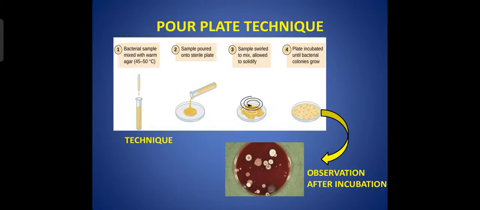Then we have pour plate. For pour plate method, we have to add small amount of inoculum, that is organism culture, into a sterile Petri plate, and then we can pour the medium, mix it and allow it to solidify, then incubate it to see the colonies. Or else you can pour the medium first into a Petri plate, allow it to solidify, then you pour your sample, that is culture, mix it and incubate it to see the bacterial colonies.